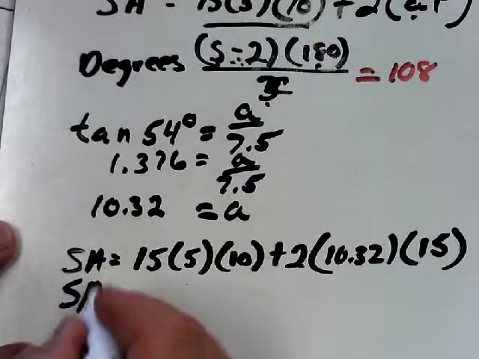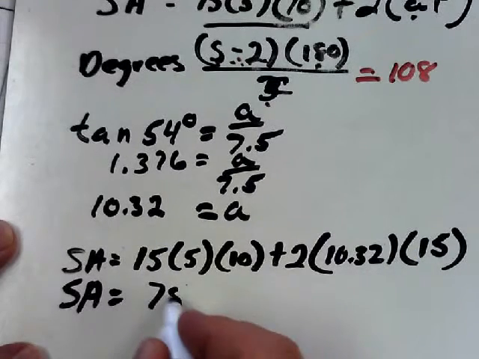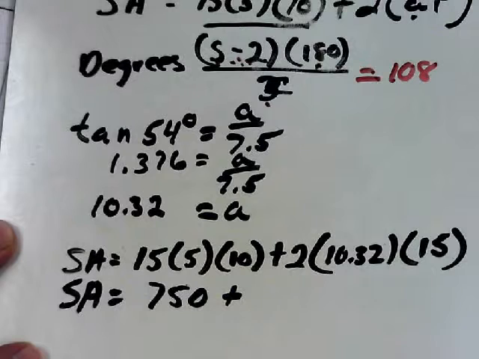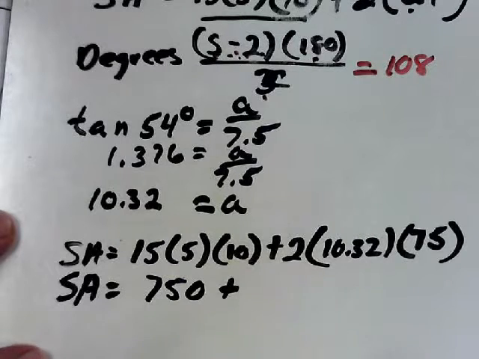So surface area, 5 times 15 is 75, times 10 is 750. How's the perimeter 15 when the length of that side is 15? 75, thank you. So what's 2 times 10.32 times 75? 1,548.